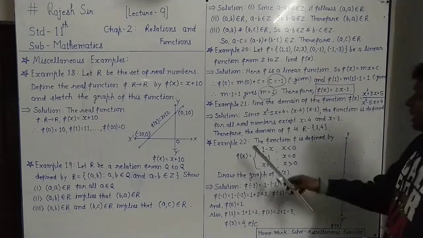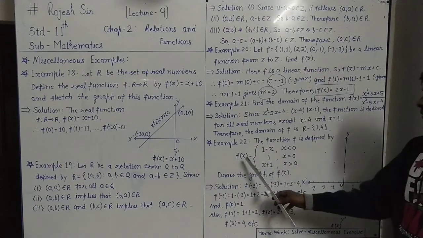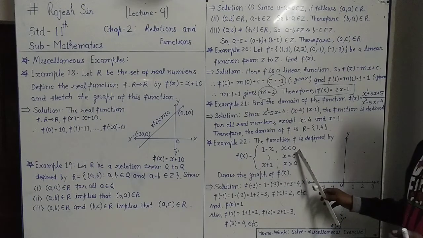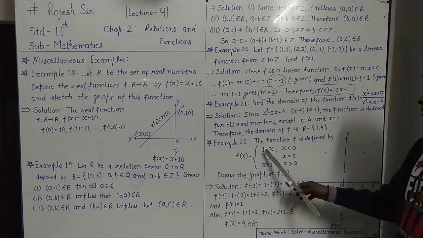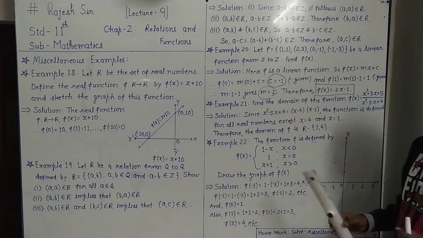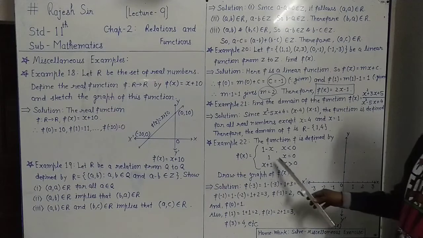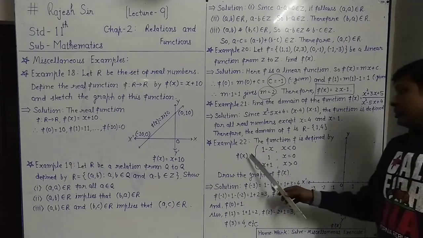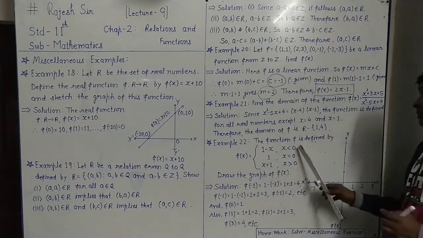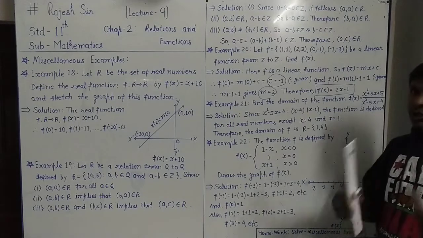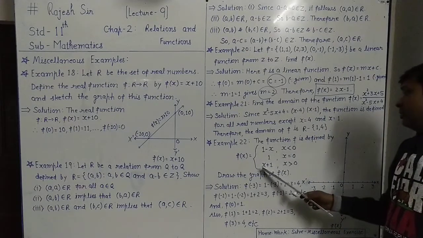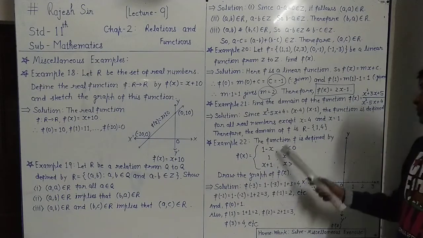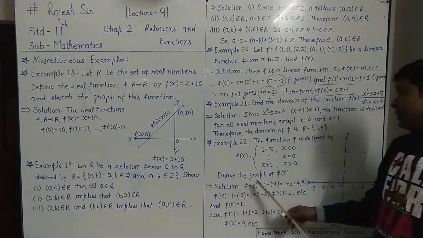Last example, 22. We have the function f defined by f(x) equals 1 minus x if x is less than 0. X is less than 0 means for all negative numbers we have to use 1 minus x. And f(x) equals 1 if x equals 0. For x equal to 0, the function's value is 1. And for all positive numbers, that is x greater than 0, we have to find the range as x plus 1. So we have to define this function and draw the graph of this function.